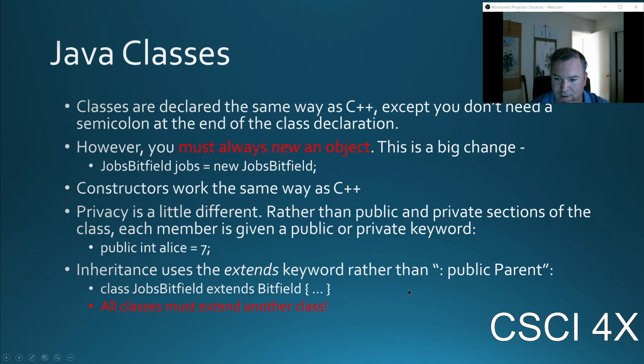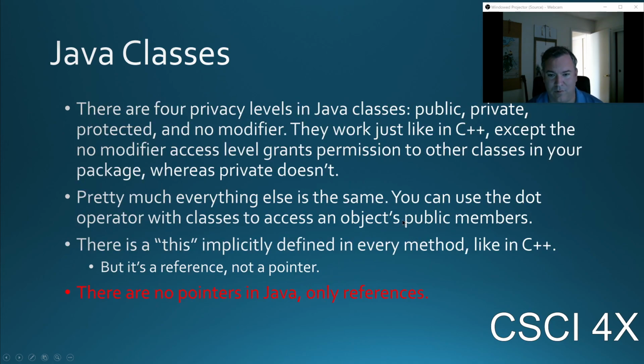Inheritance, rather than colon, public, parent, like we did last time, you say extends. So Job's BitField extends BitField. That's how you do that. And every class extends another class. If you don't specify anything, it extends Object, which is the Java superclass. In Java, you just have to remember to put a public in front of every variable you want to be a public variable, or private in front of every variable you want to be a private variable, and so on and so forth.